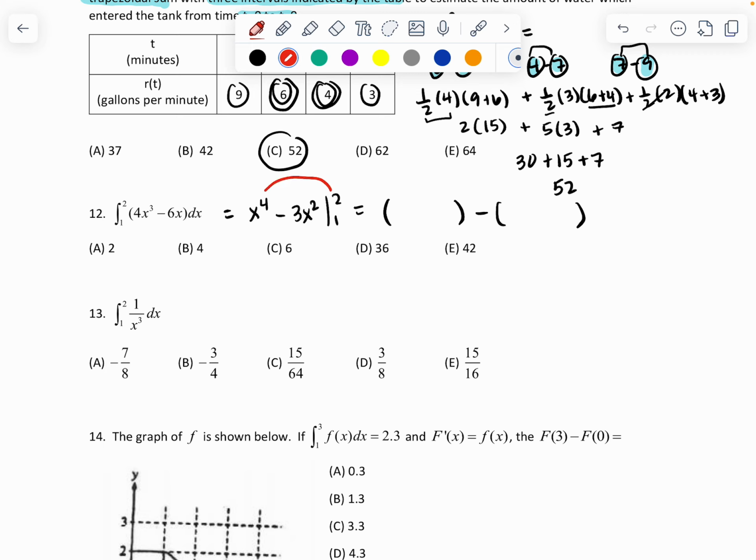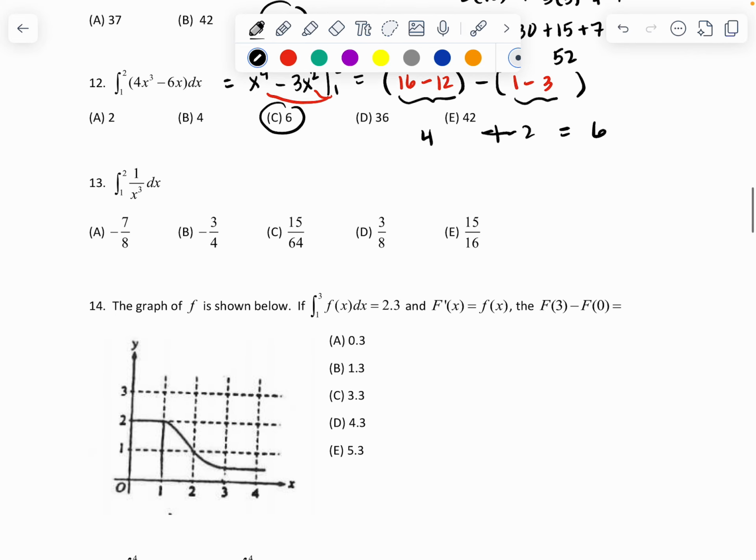So 2 to the 4th is 16, minus 2 squared is 4 times 3 is 12. And if I plug in the 1, 1 to the 4th is 1. If I plug in the 1 here, 1 squared is 1 times 3 is 3. So this is going to end up giving you 4. The 16 minus 12 is 4. Minus 1 minus 3 is negative 2. 4 minus negative 2 is the same as 4 plus 2, which is 6.